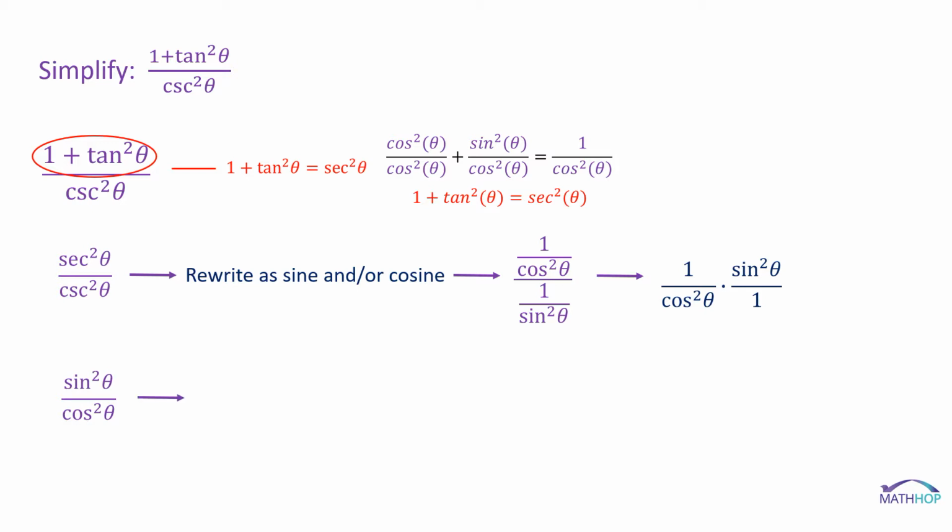And that should look really familiar because we know tangent is sine over cosine. Therefore, sine squared over cosine squared is tangent squared. And that's going to come up a lot. Remember that because tangent is sine over cosine, sine squared over cosine squared is simply tangent squared.